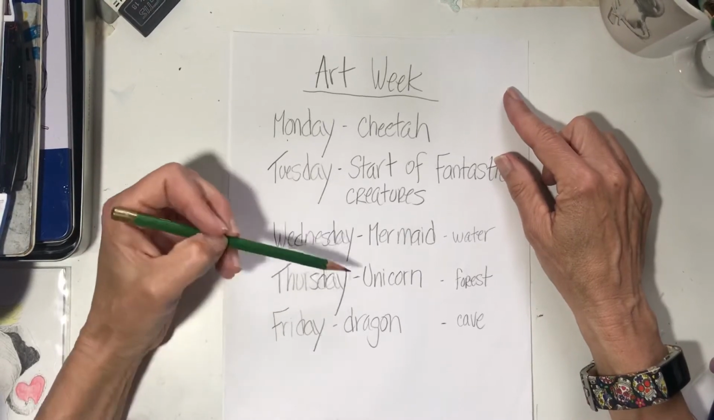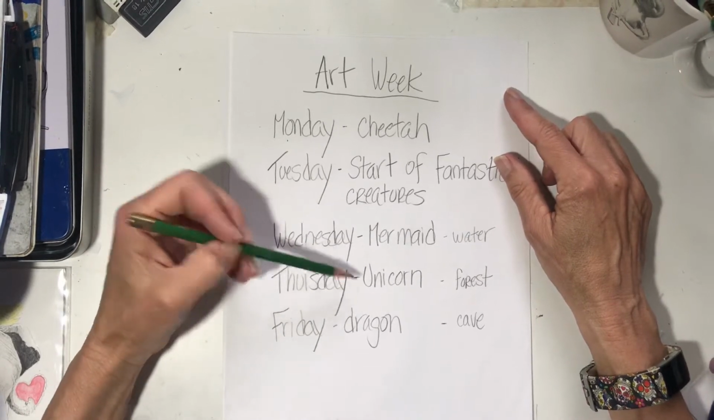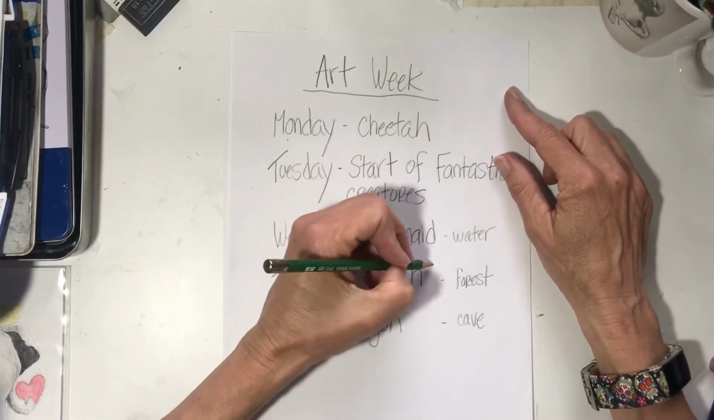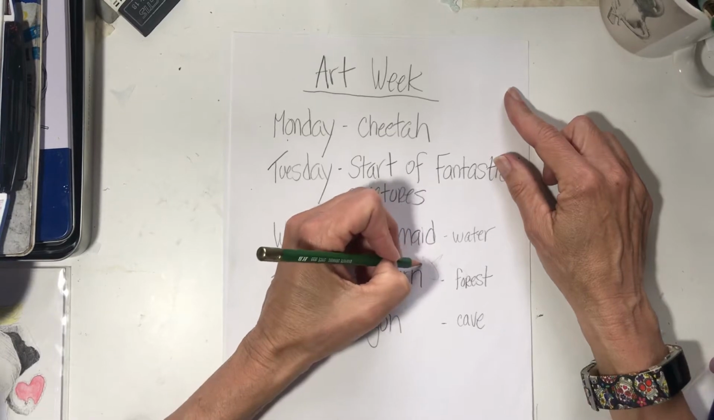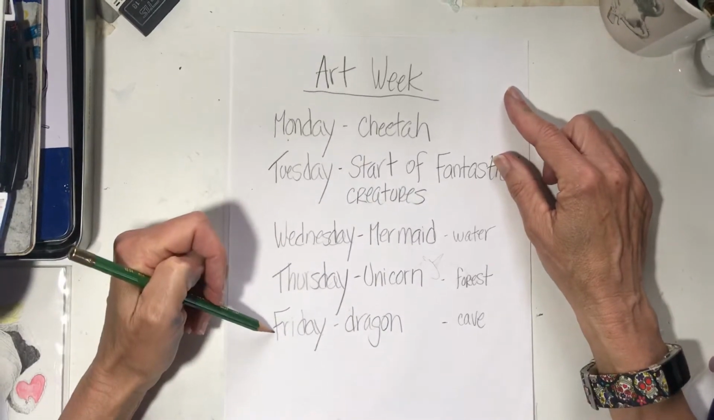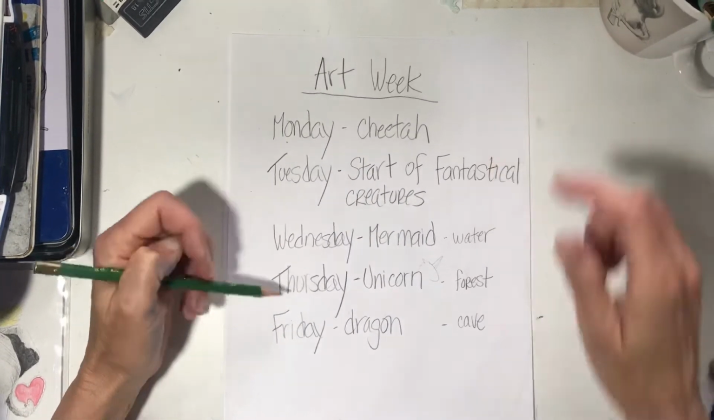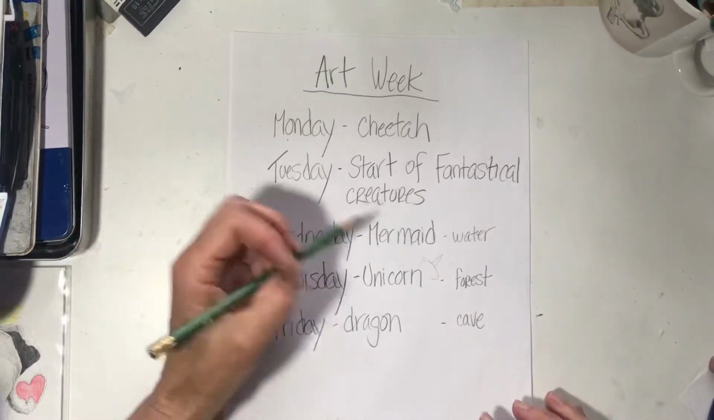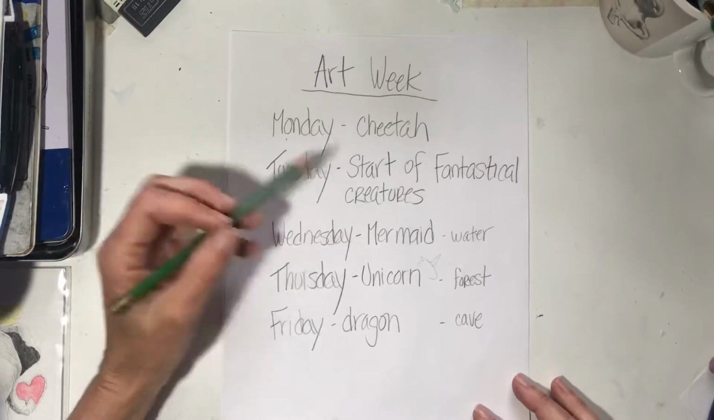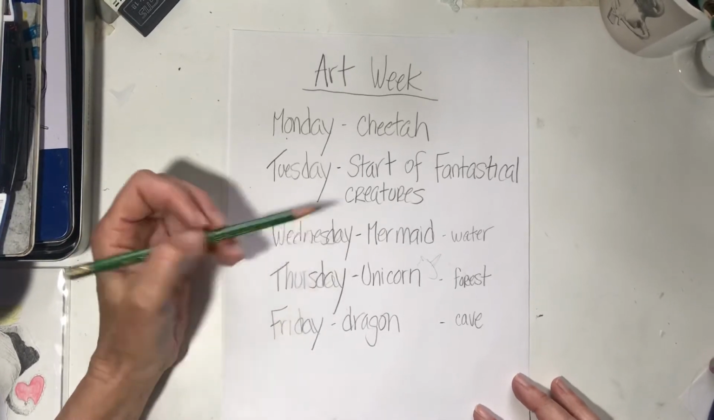Tomorrow, we're going to do a unicorn, which is a horse with a horn in the middle of its forehead. And Friday, we're going to do a dragon. We're going to do the dragon from Shrek. The mermaid is just a mermaid I made up.